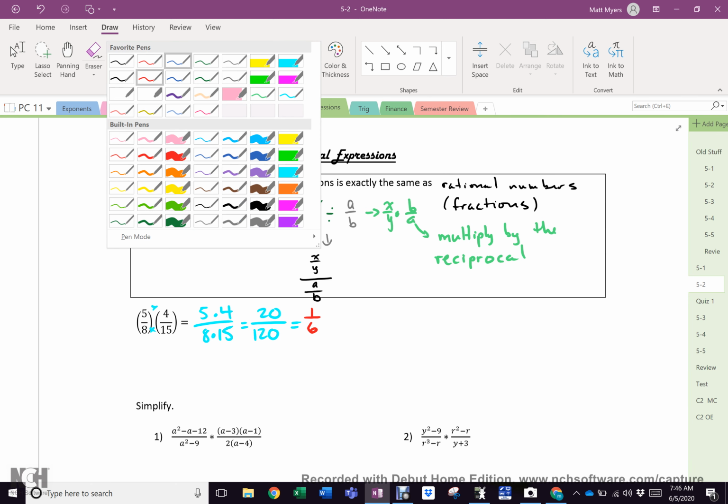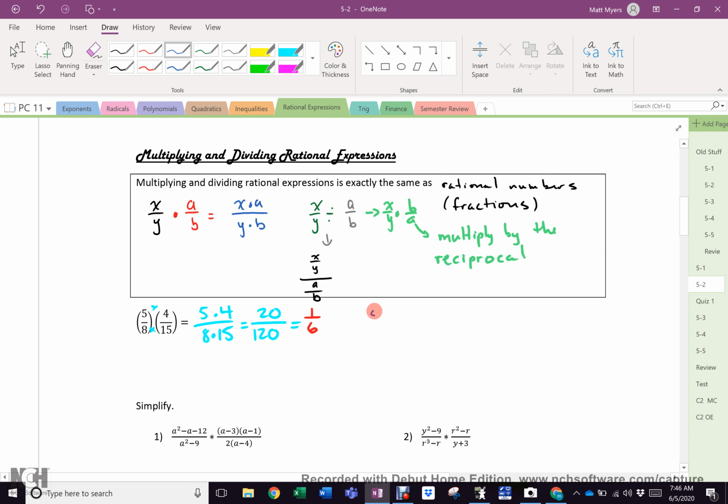Now, what I would like to show you is this, 5/8 times 4/15. Look, there and there. 8 and 4 both can divide by 4. And 5 and 15 can both divide by 5. So 5 divided by 5 gets me 1. 8 divided by 4 gets me 2. 4 divided by 4 gets me 1. 15 divided by 5 gets me 3. And now 1 times 1 is 1, 2 times 3 is 6.